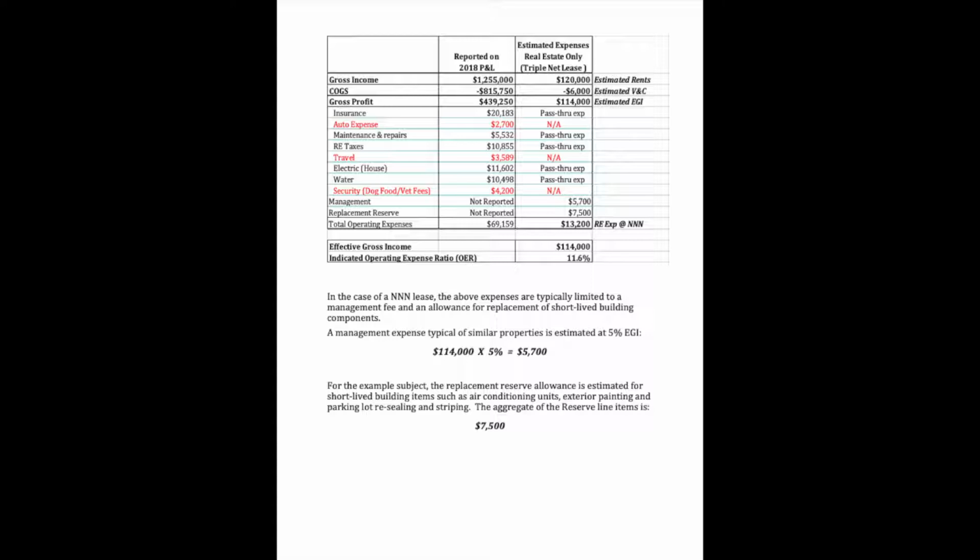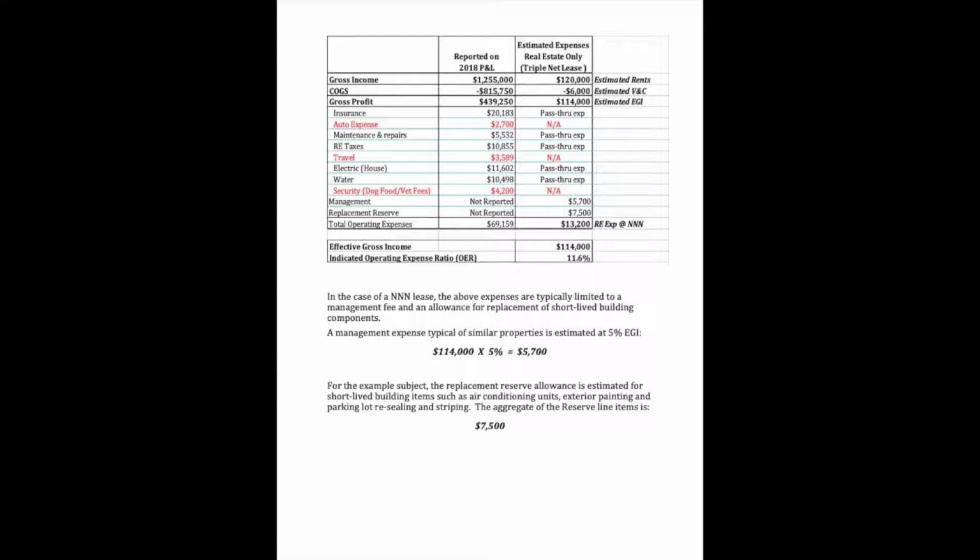Travel, that's a business expense, not applicable. Electricity and water, both of those are utilities. Tenant pays for those, pass through under triple net. Security, dog food and vet fees, not applicable.